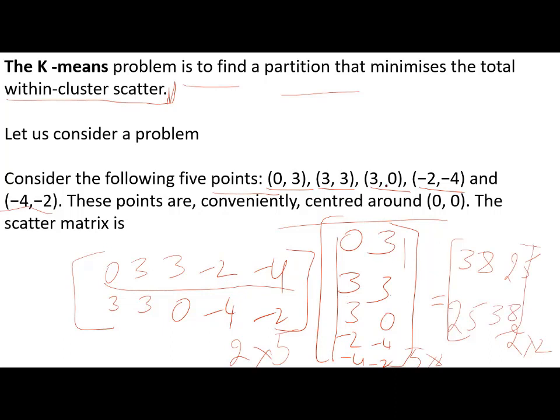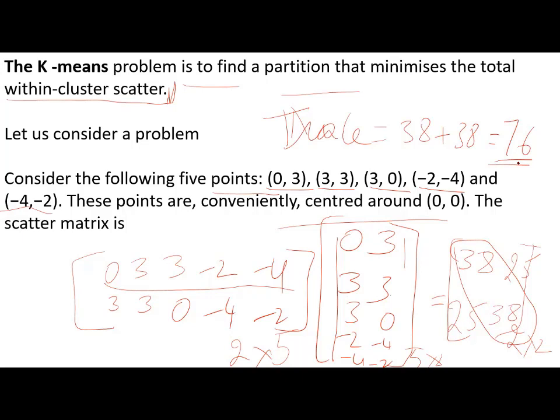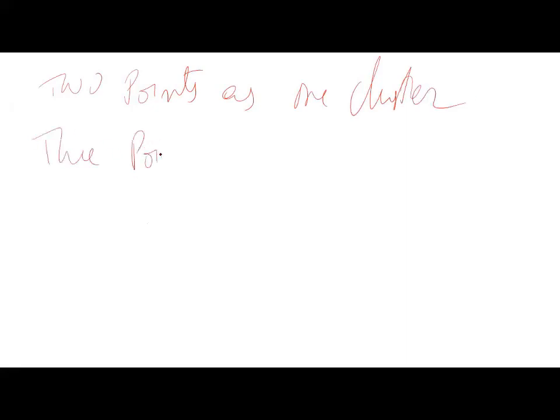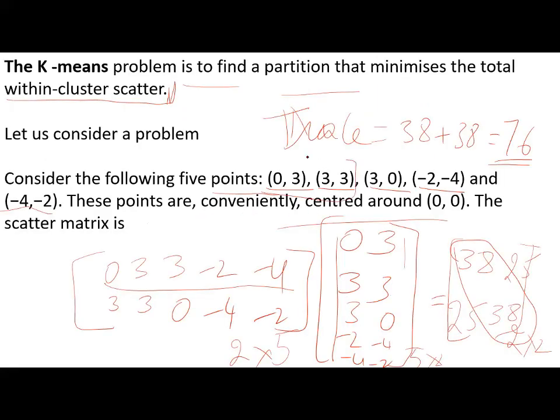Now, what is the trace of this matrix? It is the sum of the diagonal elements, that is 38 plus 38, which equals 76. Now let us divide the problem into subproblems. Let us take the first two points as one cluster, and the remaining points as another cluster. So the first two points, (0, 3) and (3, 3), form the first cluster, and the remaining ones form the second cluster.